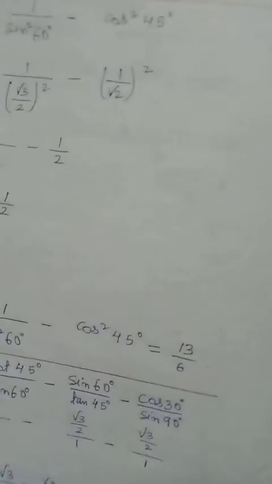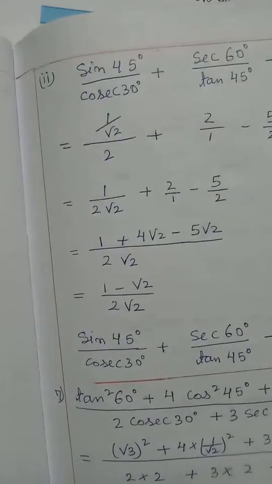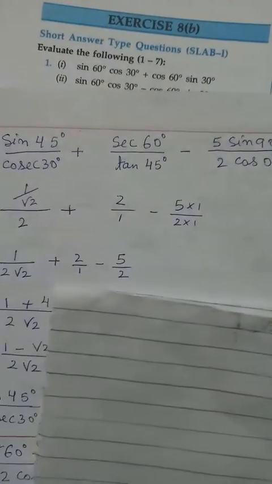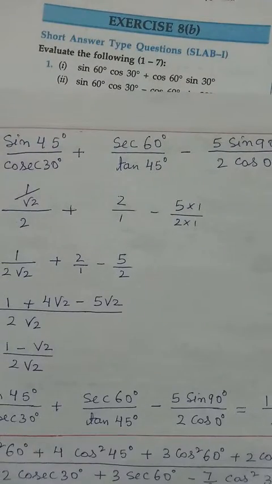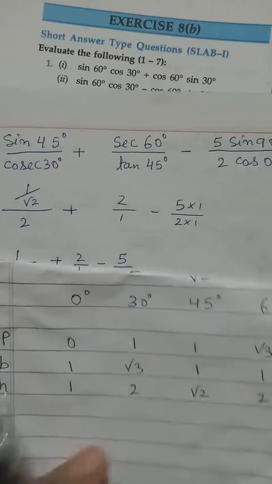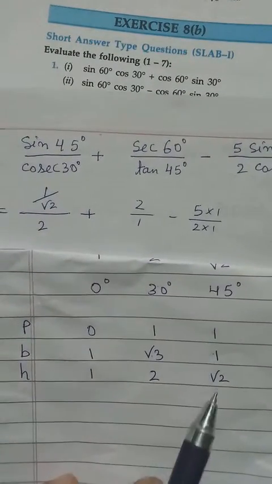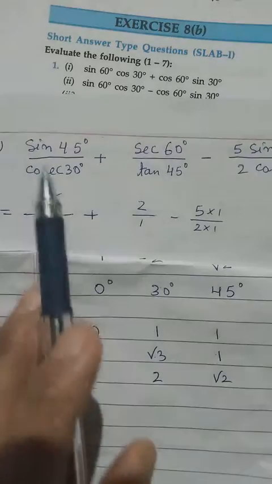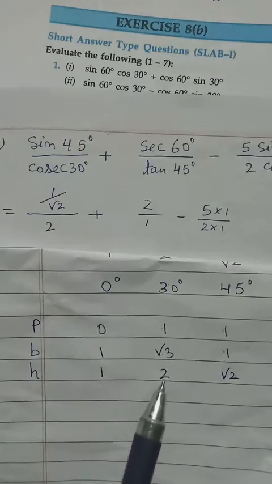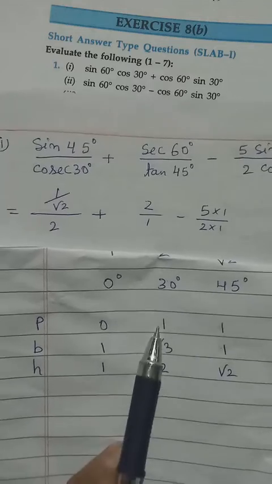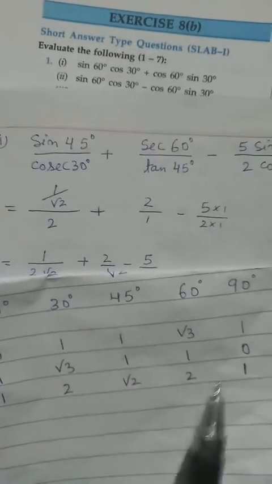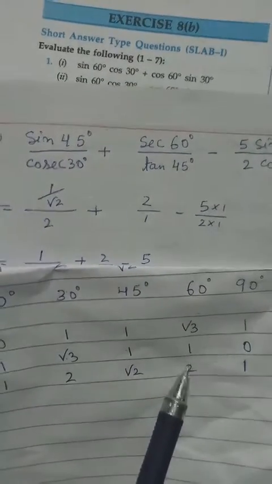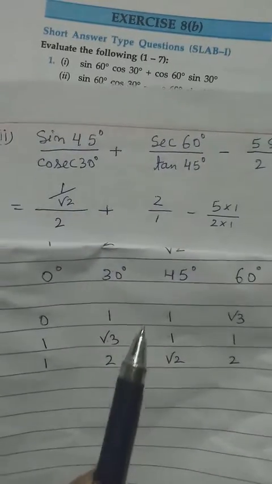So let us go to the next one. That is 6 number 2. Here again we have sin 45. So we know the value of sin 45. Sine is equal to p by h, so it will be 1 by root 2. Cosec 30 will be h by p, so 2 by 1 will be 2. Sec 60 b by h, so 1 by 2. Tan 45, 1 by 1, equal 1.